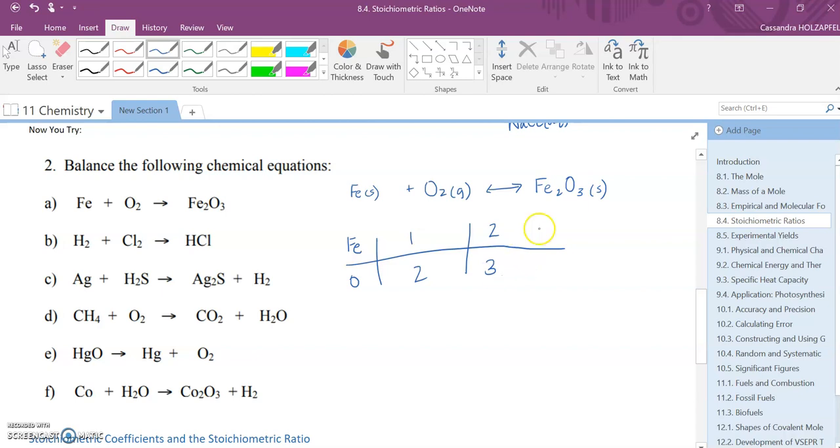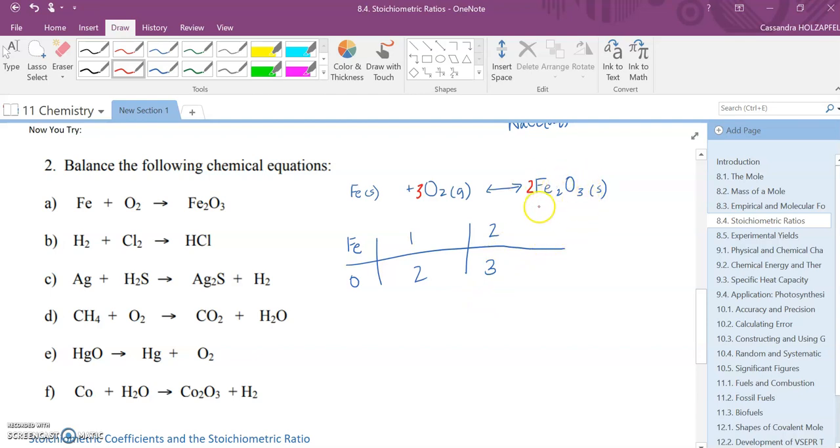Now here's a little trick. Because I've got 3 oxygens on this side and 2 oxygens on this side, I'm going to cross multiply. What that means is I'm going to pop a 3 out the front here, and I'm going to pop a 2 out the front here. So this is going to change both sides of the equation.